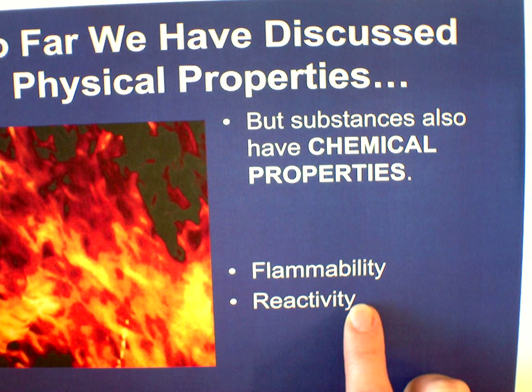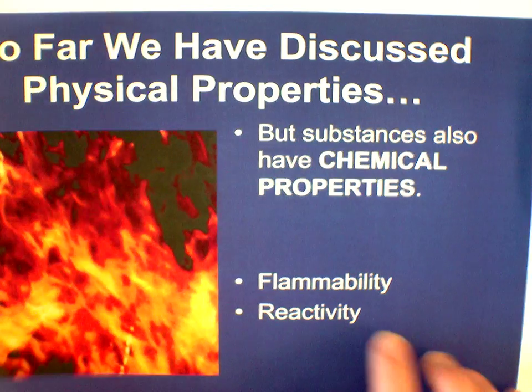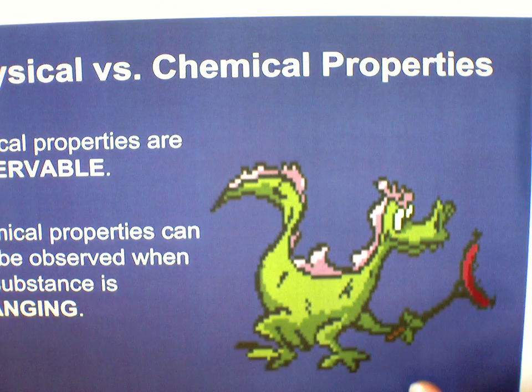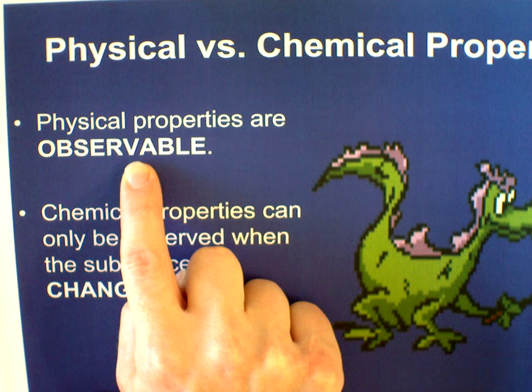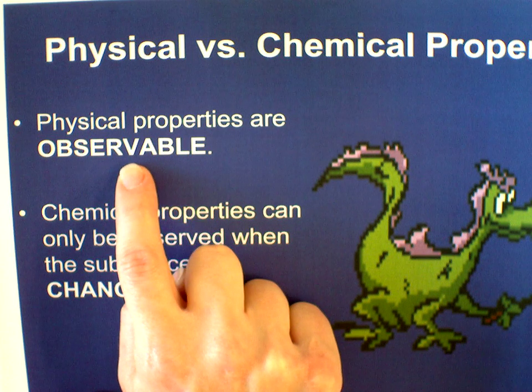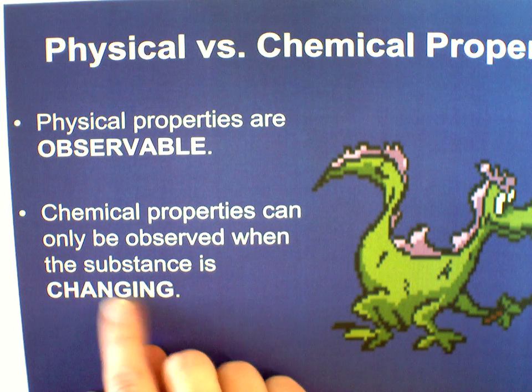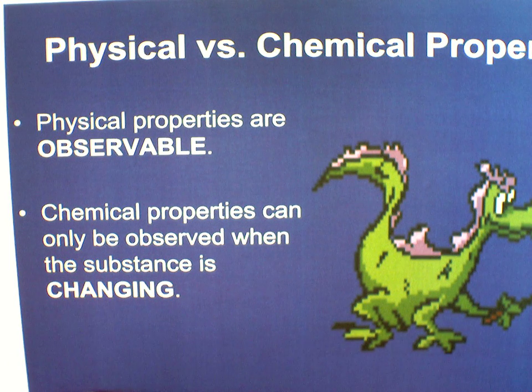Each of these ends up changing the identity of the substance. So it is a chemical property. Okay, so that's kind of what I'm saying here on this slide. Physical properties are observable. You can measure them without changing the identity of the substance. Chemical properties can only be observed by changing the substance identity. Okay.